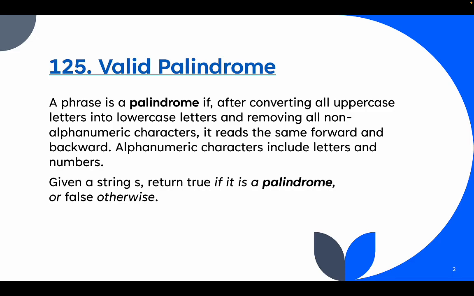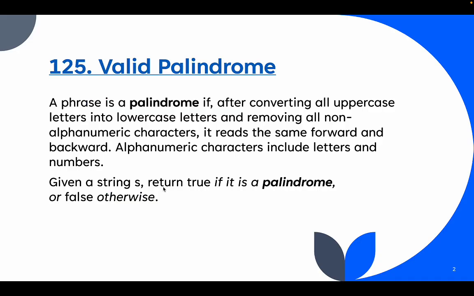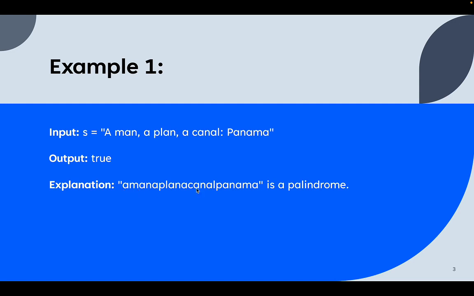So let's dive into the solution and explore the world of Dart coding interviews together. They give us an example. The input is a string: "A man, a plan, a canal: Panama". And the output is true, because after converting all the uppercase letters into lowercase and removing non-alphanumeric characters, which are space, comma, and this colon, we have a string that can be read the same forward as backward. So this is a valid palindrome.